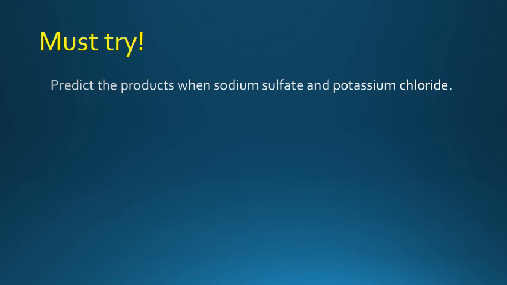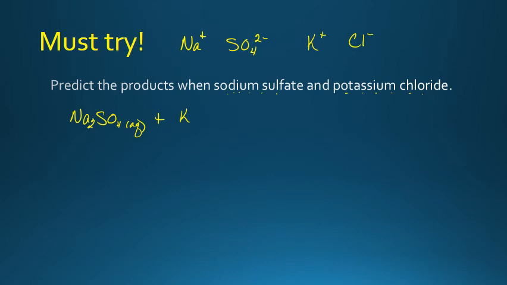Here we go. We have sodium sulfate. So I'm going to write the ions because it's really helpful. Na2SO4, it is aqueous because sodium's always aqueous. And then we have potassium chloride, so we end up with K+ and Cl-. So KCl, and that one's aqueous. Yields, well, let's swap the ions, so I end up with sodium chloride and potassium sulfate.